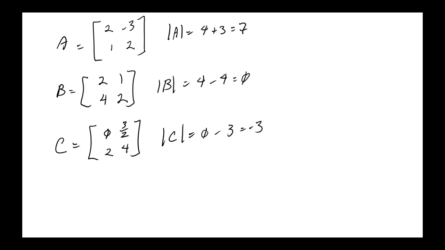Now, the positive and negative don't really matter that much, but if a determinant is zero, that says something about that matrix. And if you look at B, whose determinant is zero, you might see what that might be.